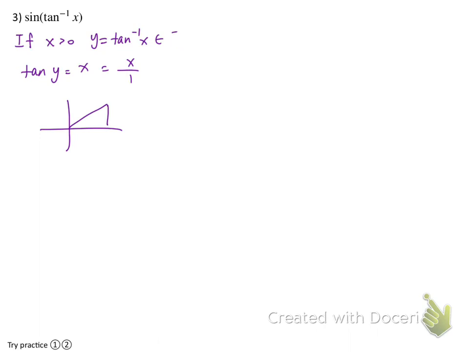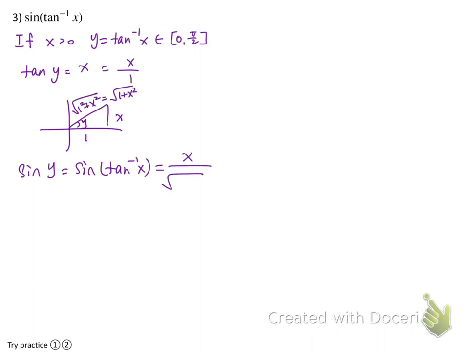I don't want to say Q1, 0 to pi over 2. So my tangent y is x, opposite over adjacent. Then my hypotenuse will be the square root of 1 squared plus x squared, or 1 plus x squared. So my sine y, or sine tan inverse of x, is actually opposite over hypotenuse, x over square root of 1 plus x squared.